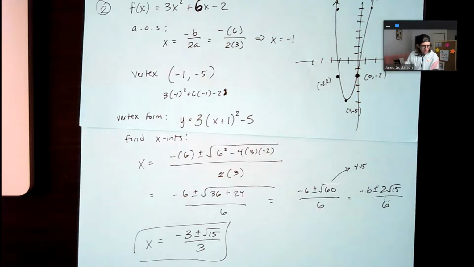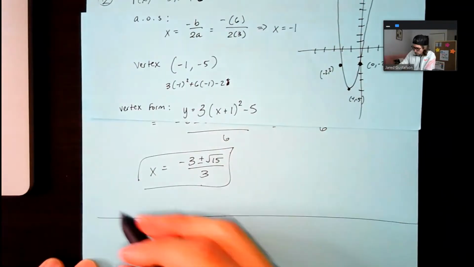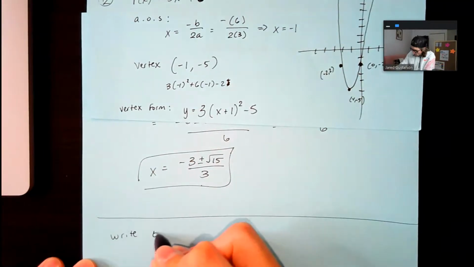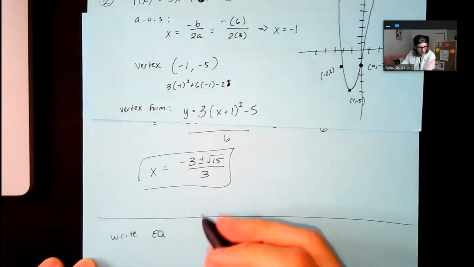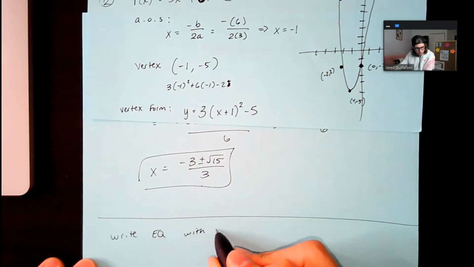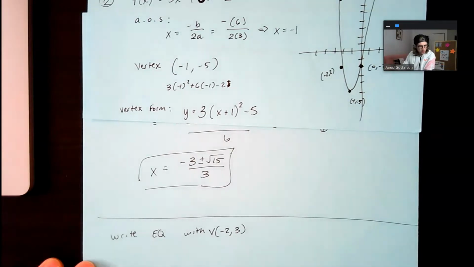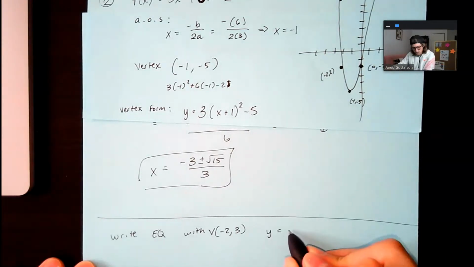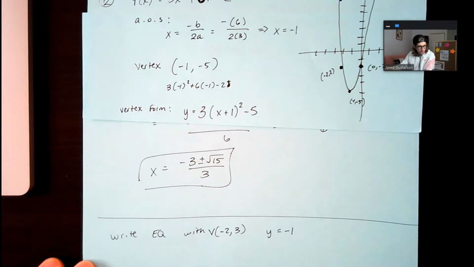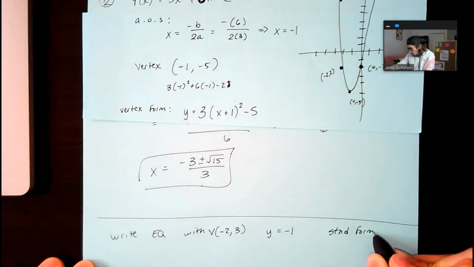All right, last problem. Write the equation of the quadratic function with a vertex of -2, 3, y-intercept at -1. And then let's write our final answer in standard form.